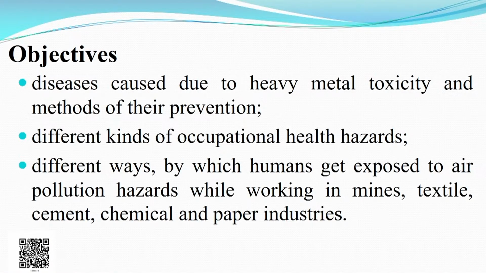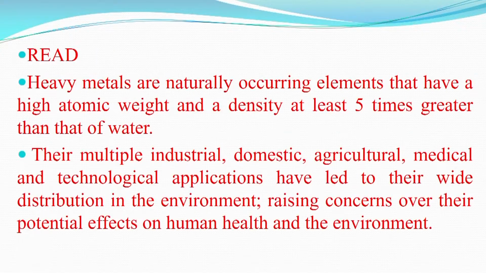So what we are discussing during this program, we have already given a brief idea. We will discuss diseases caused due to heavy metal toxicity and methods of their prevention, different kinds of occupational health hazards, and different ways by which humans get exposed to air pollution hazards while working in mines, textiles, cement, chemical and paper industries, and allergies too.